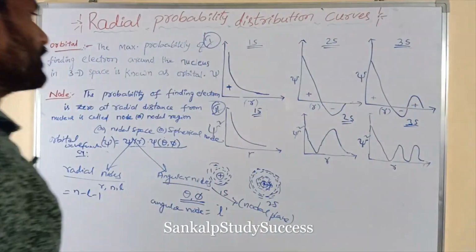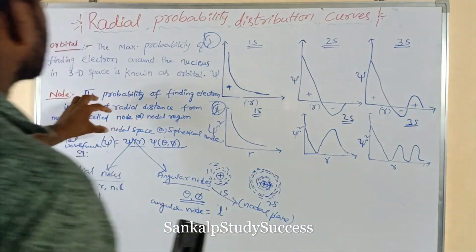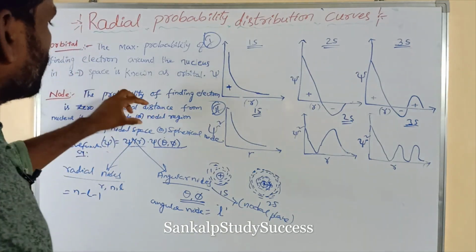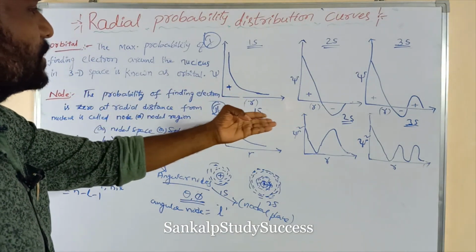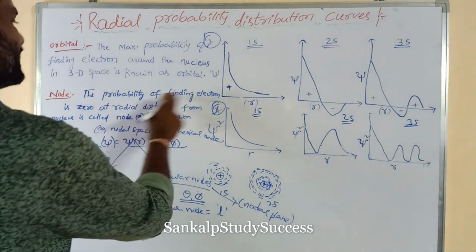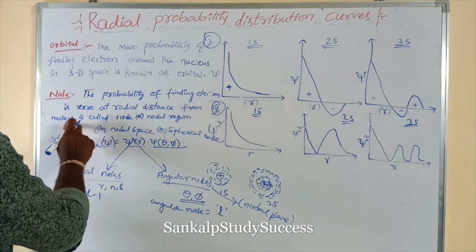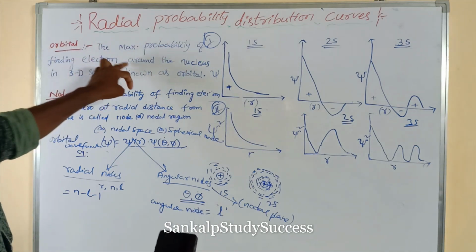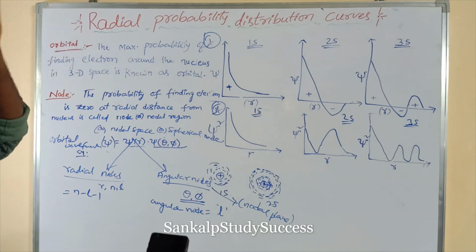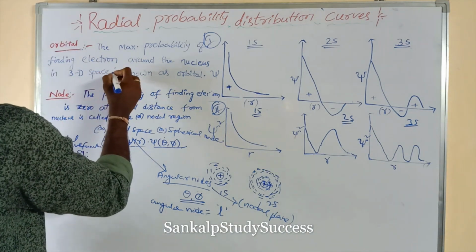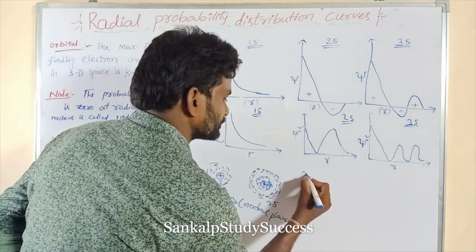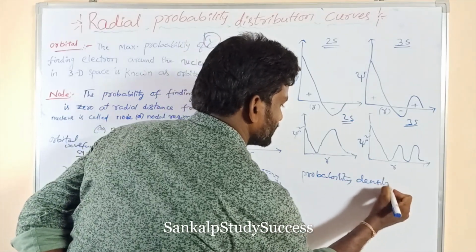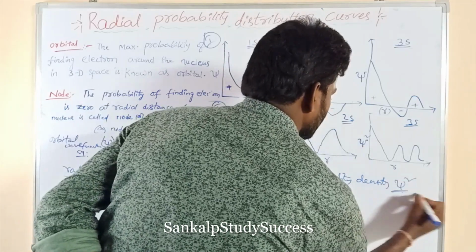Psi is the atomic orbital. What is the atomic orbital? The probability of finding electron is zero. Its minimum probability reaches zero, but not minus. So the radial distance from the nucleus at which the probability of finding electron is zero is called a node or nodal region. What is orbital? The maximum probability of finding electron around the nucleus in three-dimensional space is known as orbital. Here it is also said to be probability density.